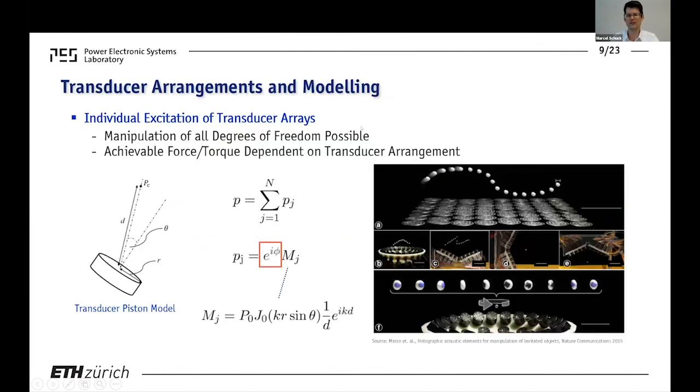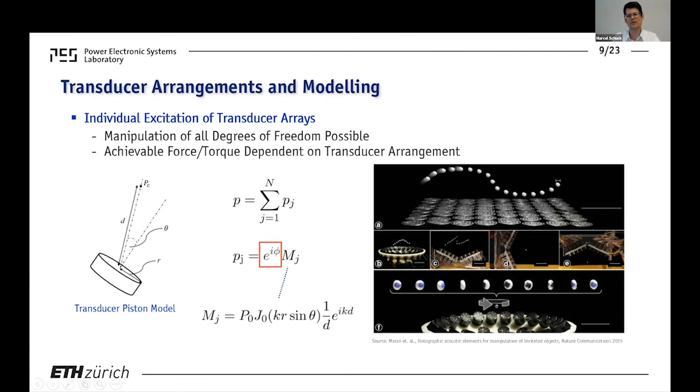And going into more detail of how this works, these pictures, by the way, are from, I would say, the pioneering paper in this area that was published in 2015, by Asier Marzo, then in the group of Bruce Drinkwater in the UK. And as I said, we're using arrays of ultrasonic transducers in this case, and each of them is controlled separately. So we have a separate signal generation and separate power electronics for each of these transducers. And if you look at such a transducer model, you can model them basically as a piston moving very rapidly, in this case at 40 kilohertz, up and down.